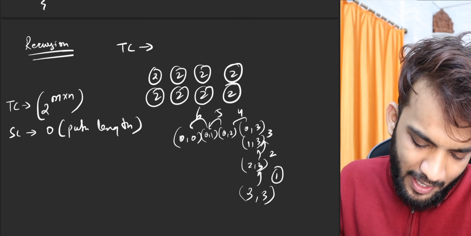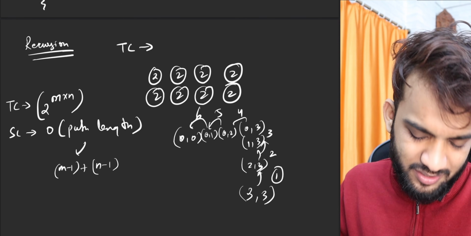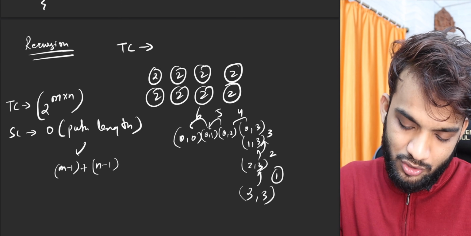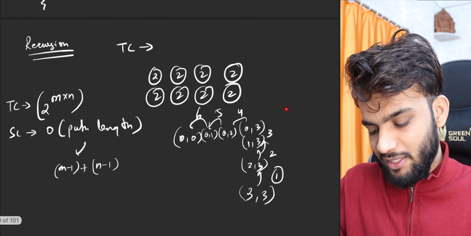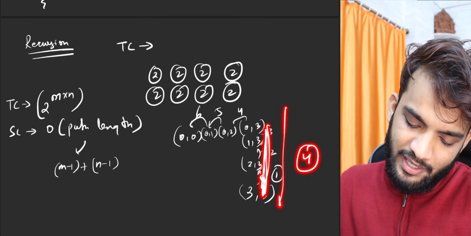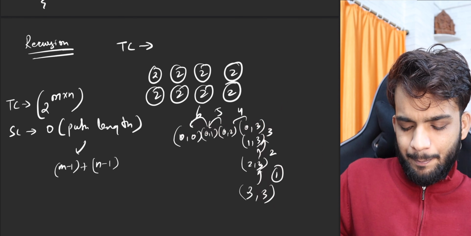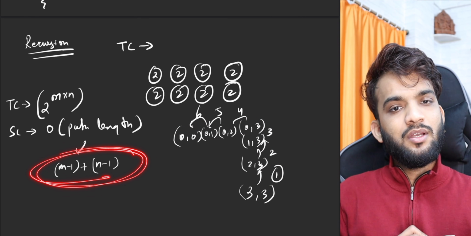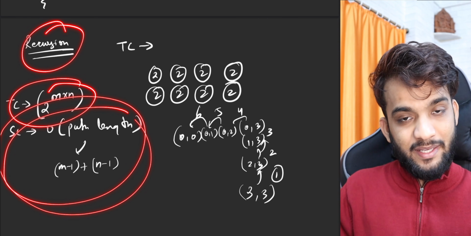So basically the path length is nothing but m minus 1 plus n minus 1, because if you see carefully over here, if the length was 4, you ended up taking 3 upward directions and 3 leftward directions, right? Thereby the path length is this. So this is the recursion's time complexity and the stack space complexity.